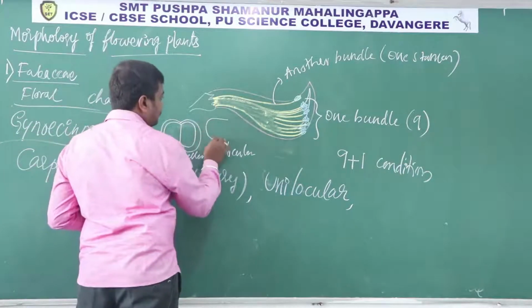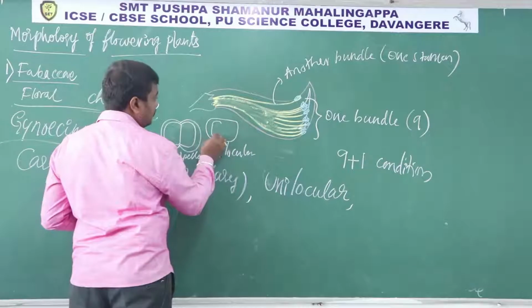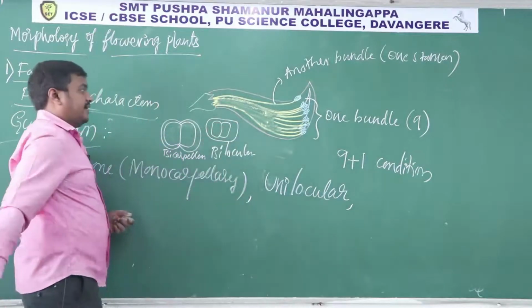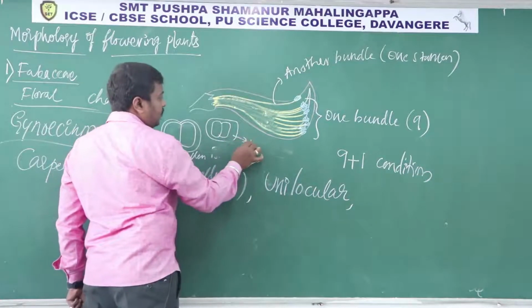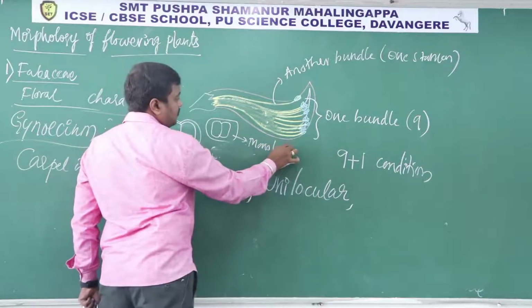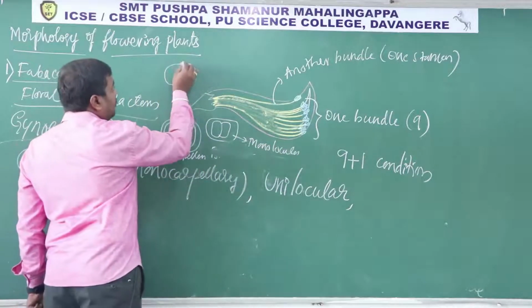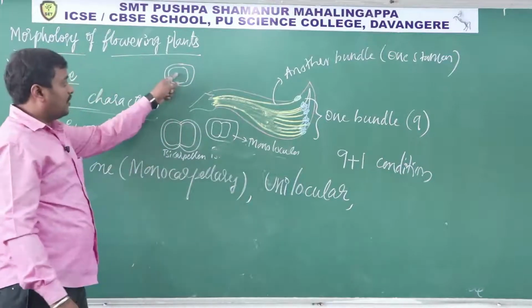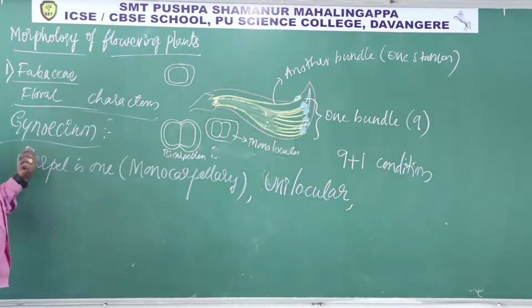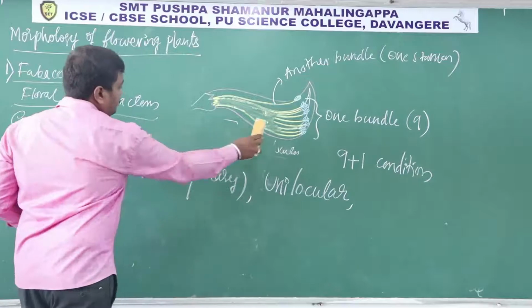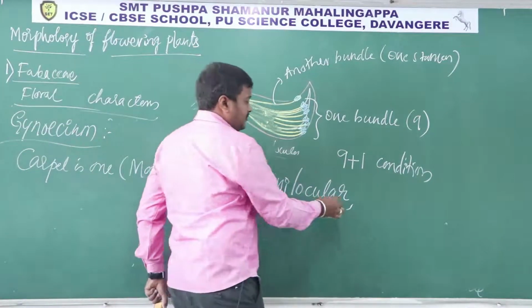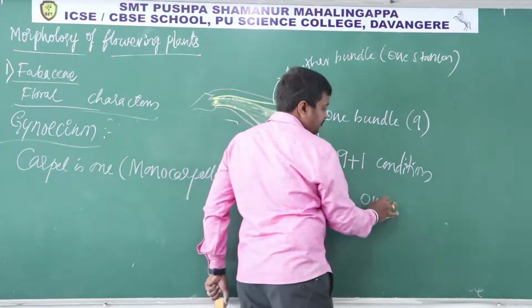Or sometimes monolocular, bicarpellary. So this is bicarpellary, monolocular. Similarly, monolocular, monocarpellary, or unilocular. In Fabaceae, the gynoecium character is monocarpellary and unilocular. Yeah, so unilocular.